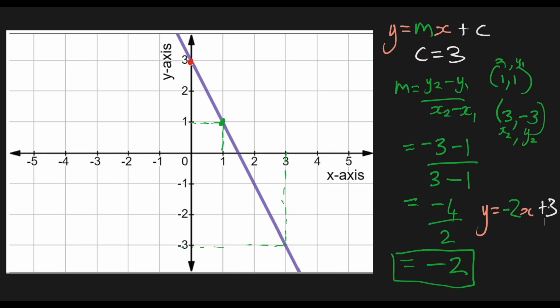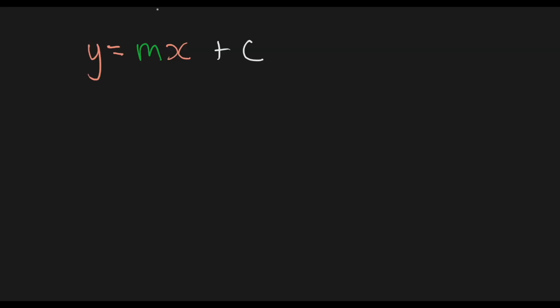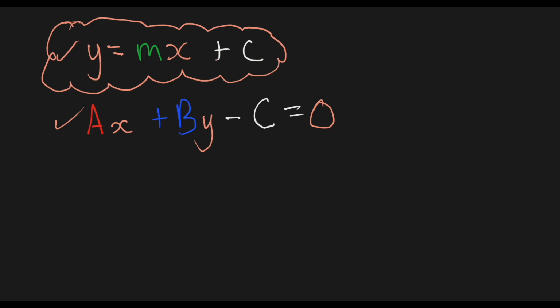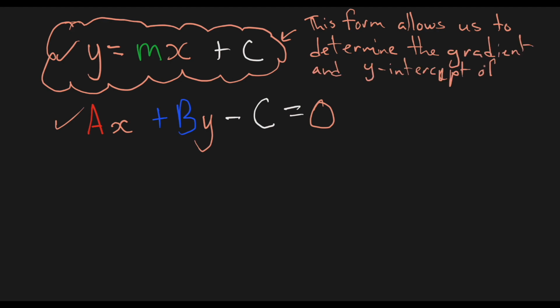We've been saying that the equation of a line can be in the form y equal mx plus c. We can also have it in the form that looks like this. Ax plus by is equal to c or even minus c, and that's equal to 0. So we could have it in this form or this form. Now the important thing about this first form here is it is useful to us because we know what m is, which is a gradient, and we know what c is, which is a y-intercept. So this form allows us to determine the gradient and y-intercept of a linear equation.